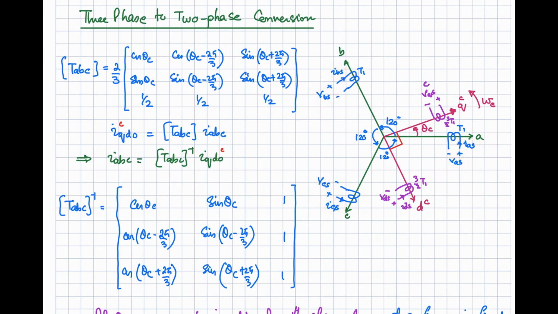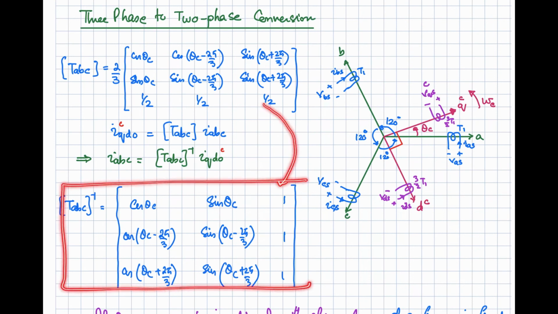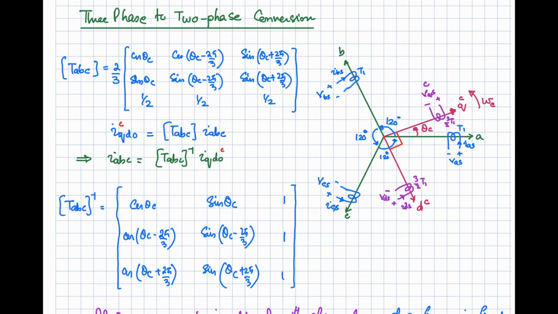When multiplied with this transformation matrix you will get its equivalent in the Q and D frame of reference that is rotating with certain speed omega c. And you can do the reverse as well. If you have the quantities in the DQ frame of reference that is rotating with the speed omega c, you can translate them into ABC frame of reference by taking the inverse of this matrix, and the inverse of this matrix is given by this equation, right?